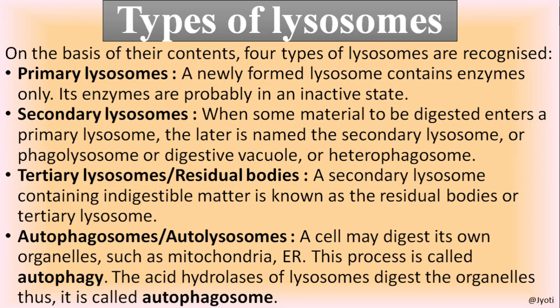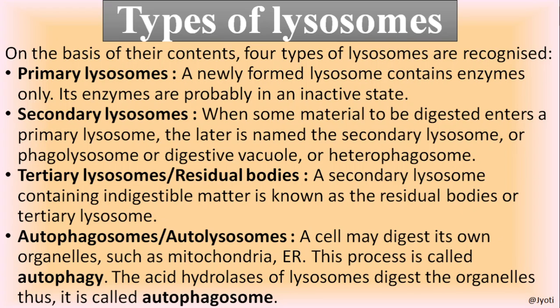These lysosomes are a polymorphic organelle. Very, very important, children. Polymorphic. This exists in many forms. So what are the forms of lysosome? The lysosome may exist as primary lysosome, secondary lysosome, tertiary lysosome or residual body, autophagosome or autolysosome. So these are the different forms of lysosome. That's why the lysosome is called a polymorphic cell organelle.